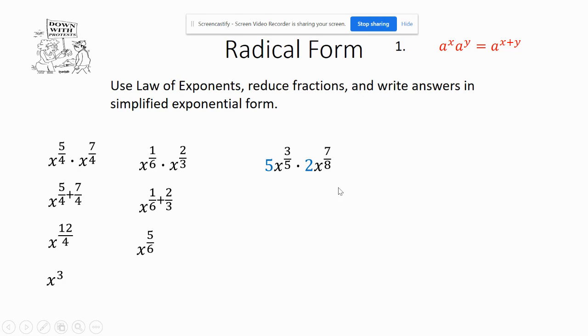Now what about this next one here, where I have the 5 and 2 are okay. I can take 5 times 2, because that's a multiply. But to still do the exponents, I still need to add the exponents together. Like the 5 times 2 is 10. And I need a common denominator.